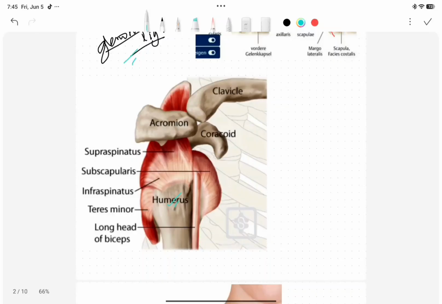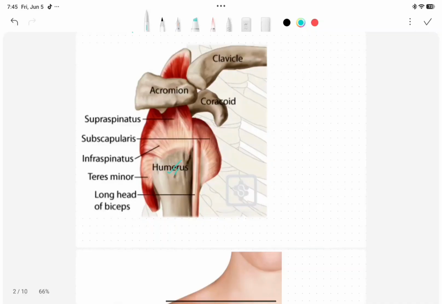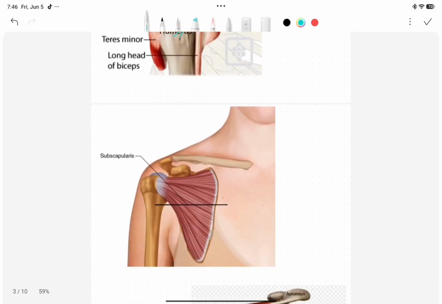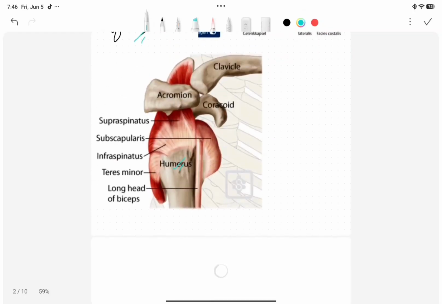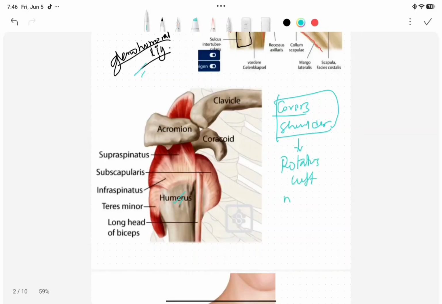So these are the muscles. The anterior muscle is the subscapularis, and there are also many other muscles like latissimus dorsi, teres major, and pectoralis major. These will be taught later in the arm section. You can see that these are the muscles that cover the shoulder joint. Since they cover the shoulder joint, they are also called the rotator cuff muscles. There are four rotator cuff muscles.